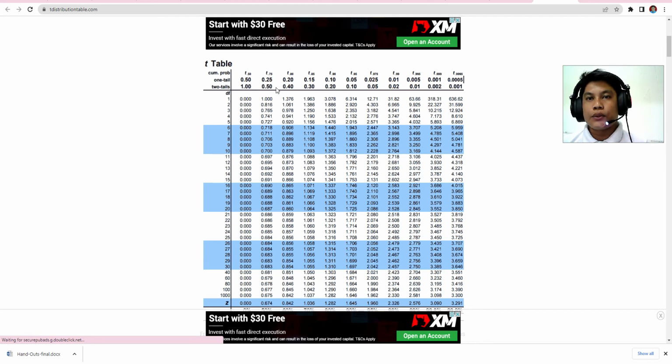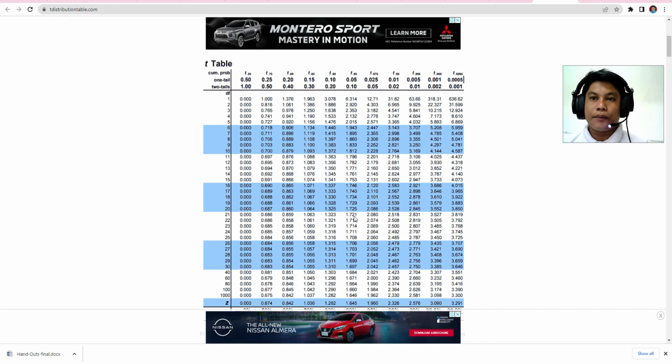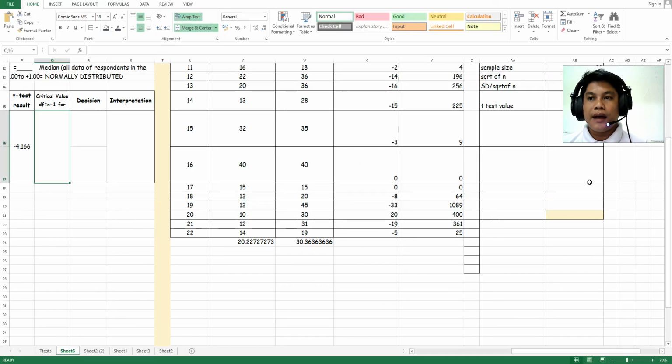There is one tail and two tails. Because of the word increase, it's one tail. So we'll go to one tail 0.05, it's in here, and then you go to 21. So 21 is in here, and it's 1.721. One tail again because of the word increase, and 21 because df is n minus 1. The n is 22 in the example, so we have 21. So the critical value is 1.721.